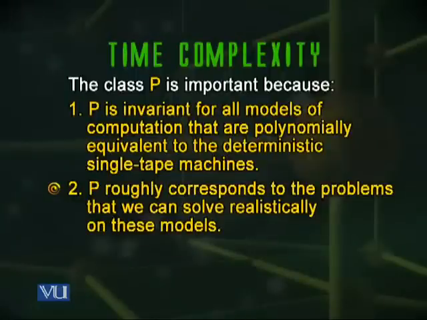The second important thing about P is that it roughly corresponds to the problems that can be solved realistically on these models. So the class P is the set of problems that we can solve practically. What we are really trying to capture is which problems are tractable, which problems are solvable in reasonable amount of time. Time is an extremely important resource. When you run a computer program, usually you want your output to come back to you as quickly as possible. That's why we keep buying more and more expensive computers. So P is the set of all problems that we can solve in reasonable time.